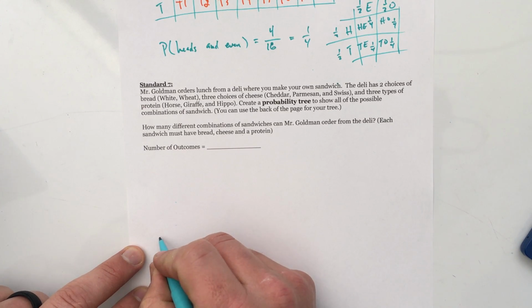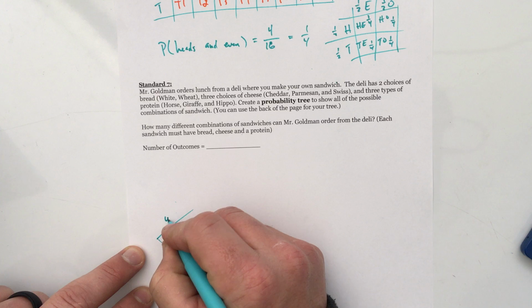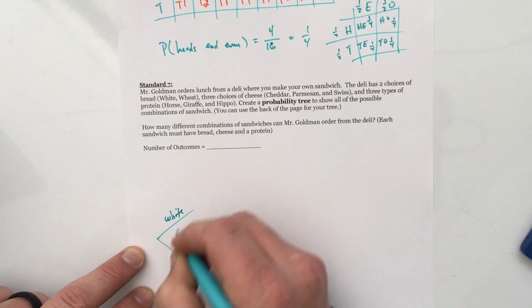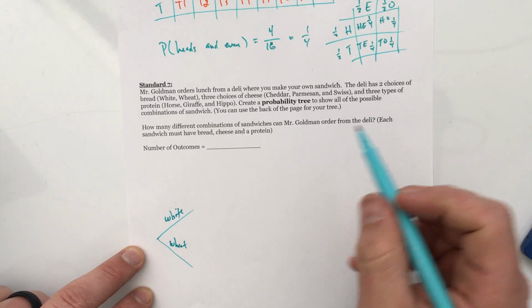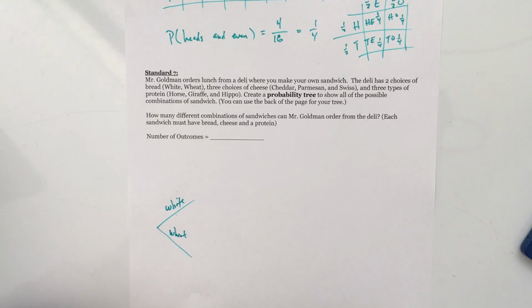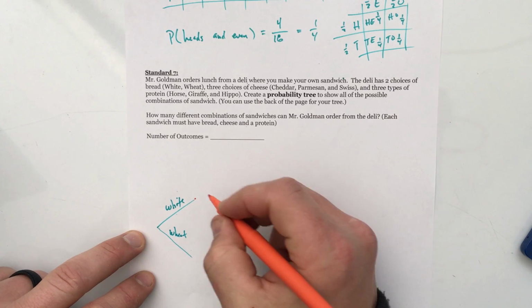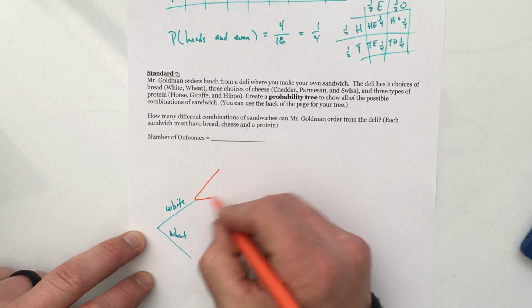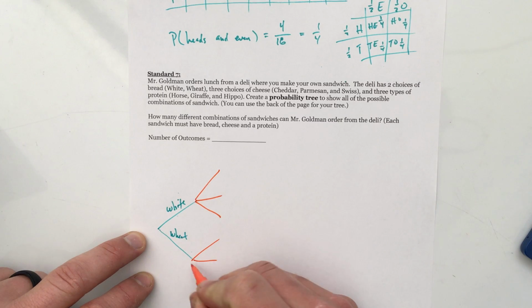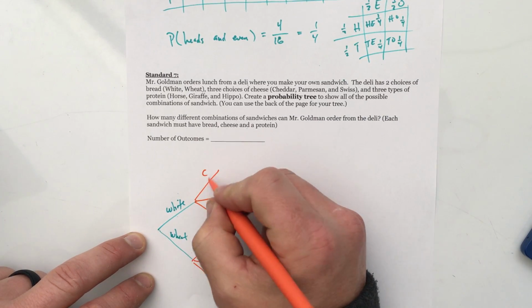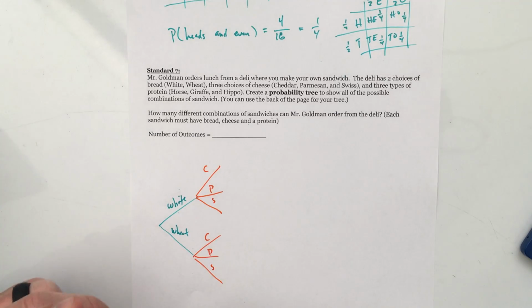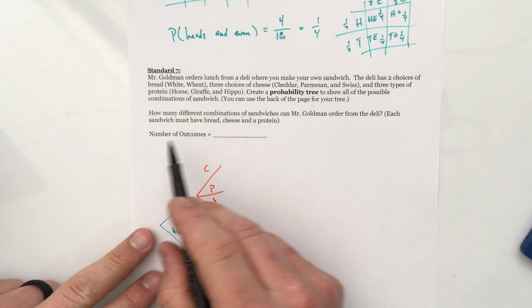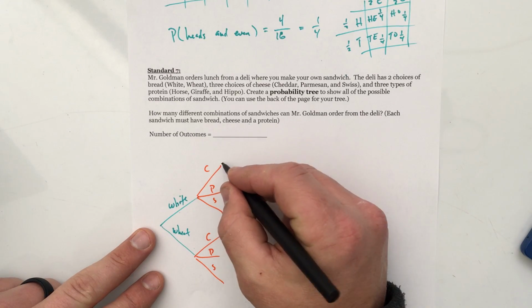Okay, so the first choice is bread: white, wheat. The second choice is cheese. So if I choose white bread, I can pick 3 cheeses. Wheat, I can also pick 3 cheeses. We have cheddar, Parmesan, Swiss. Cheddar, Parmesan, Swiss. And then for each of those, there's 3 combinations of meat.